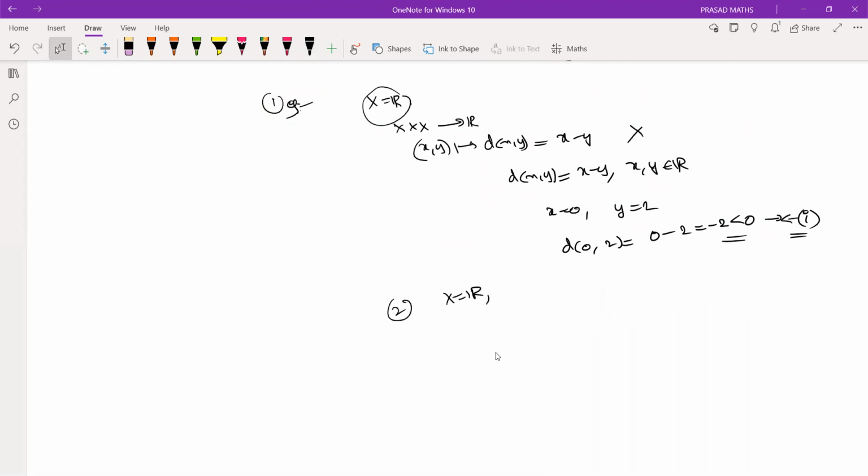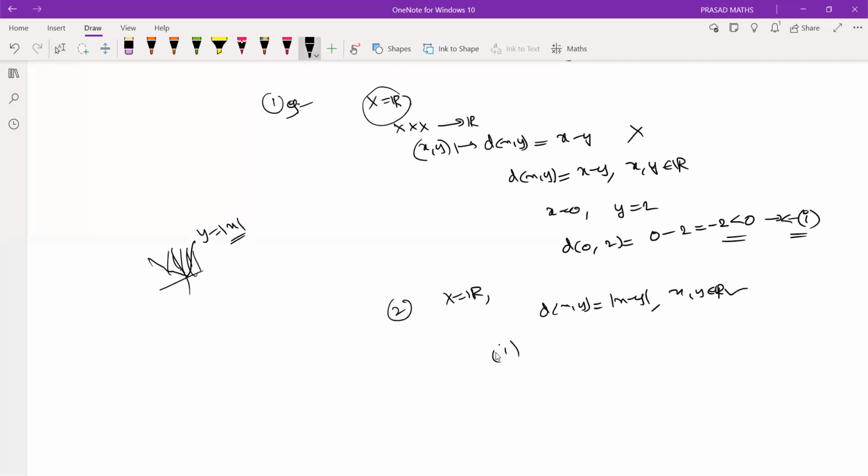When you take the modulus. Yeah, good. When you take the modulus, whenever x comma y belongs to R, it is a non-negative function, because modulus is always a V-shaped function which is above the x-axis, always non-negative.